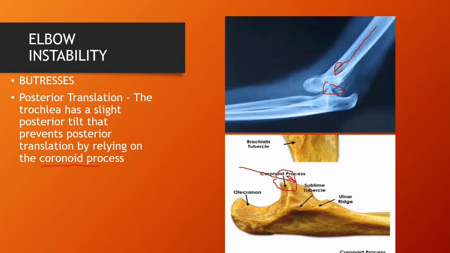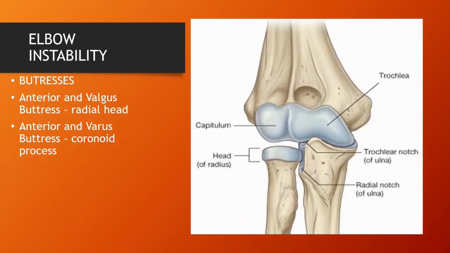So the purpose of the coronoid process is to prevent this, but with severe mechanism of injury, such as on a fall on an outstretched hand, the bony buttress can fail, and this is an area where either subluxation or dislocation can occur. Also, there are buttresses on the anterior aspect of the elbow. The anterior and valgus force buttress is the radial head, which prevents anterior movements of either the ulna or the humerus on the radial head, as this area is highly stabilized by heavy ligamentous structures.